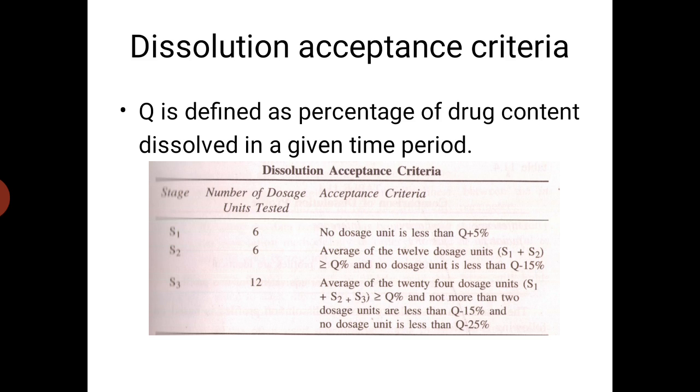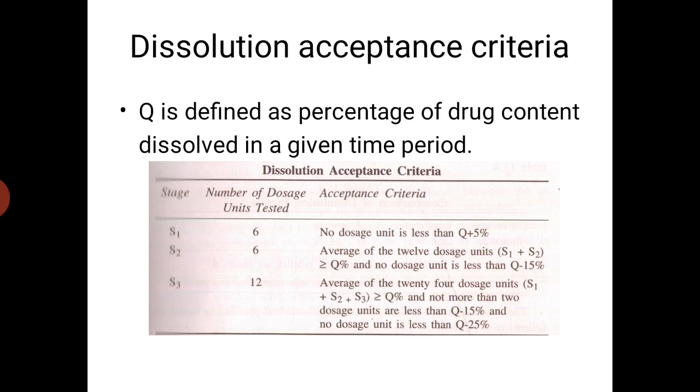should give how much? 85%. It is not the average value. All 6 tablets must give 85%. It is not the average value in the case of stage 1. So if all the 6 units give 85%, it passes. Even if one tablet is less than 85, say it is 83, it fails stage 1. Then it goes to stage 2, where we test another 6 tablets. In this stage we can collect the average value of 12 tablets.